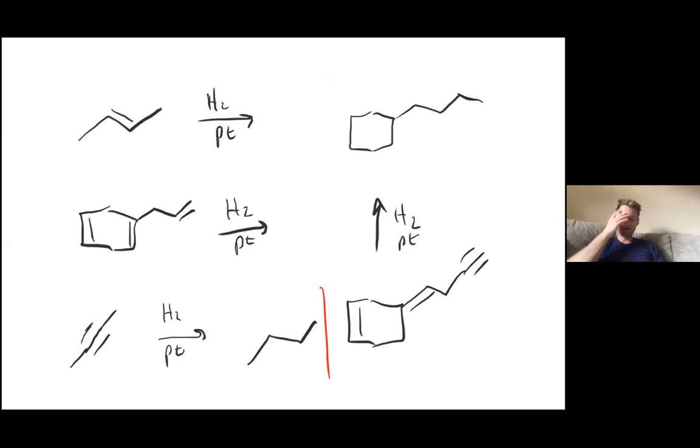All right, so if I want to get a double bond out of a triple bond, I'm going to use what's called a poison catalyst. The poison catalyst we use in this class is what's called Lindlar's catalyst.